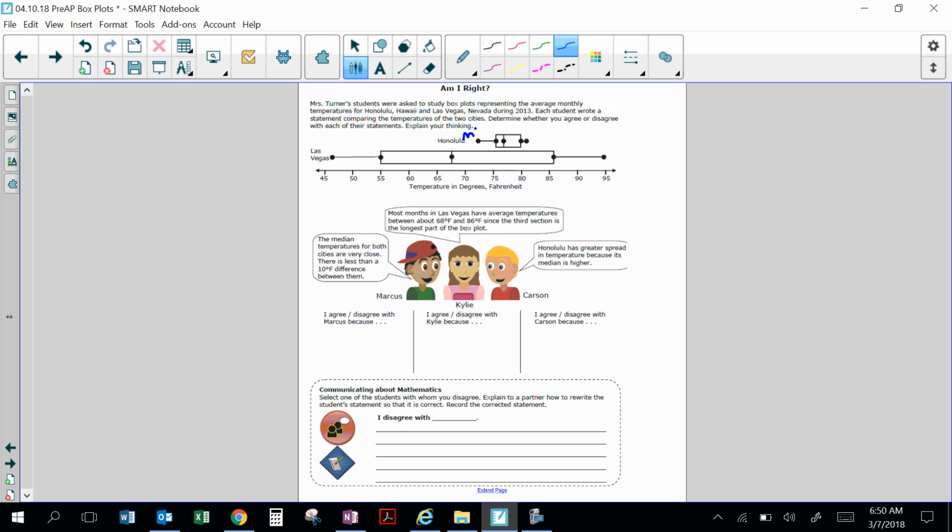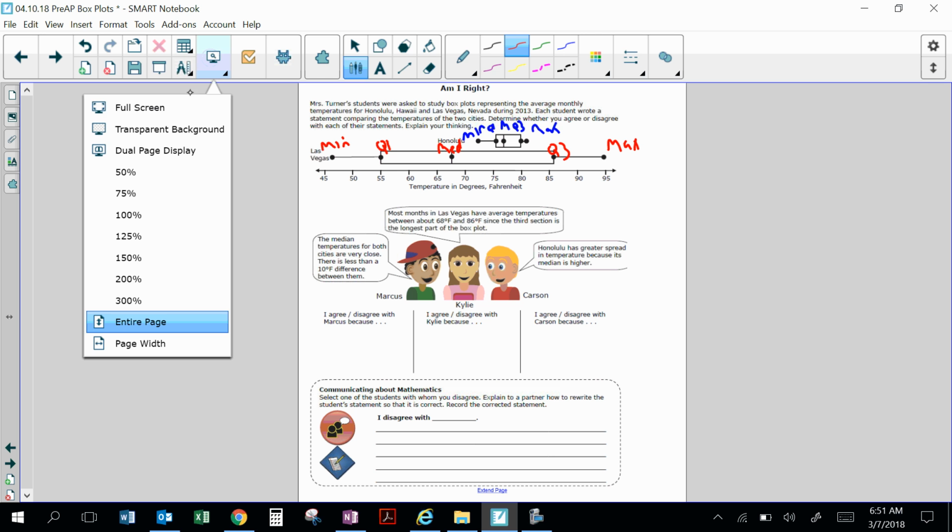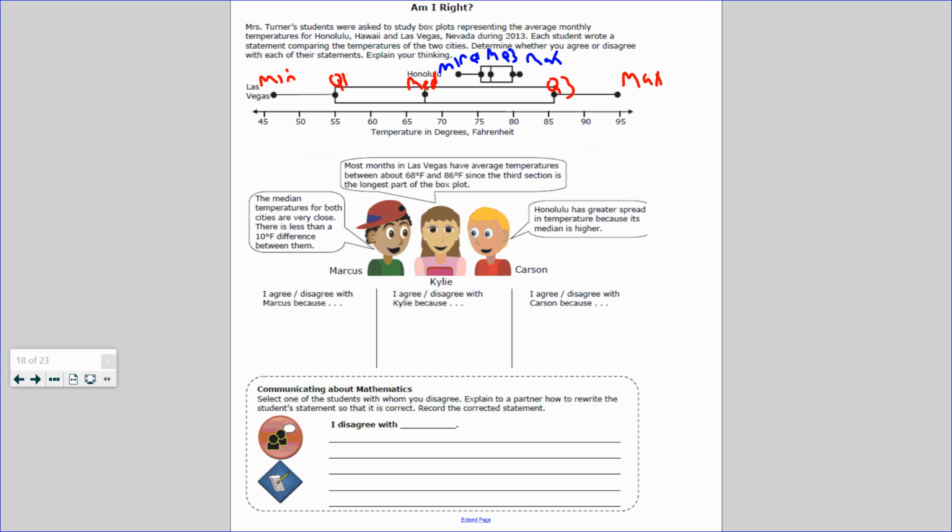Before I do that, this is the minimum. This is the maximum. This is the median. This is quartile 1, quartile 3. This is the minimum. This is the maximum. This is the median. This is quartile 1, quartile 3. You know what? I'm going to blow up this screen. Yeah, much better. Hopefully you see this even better.